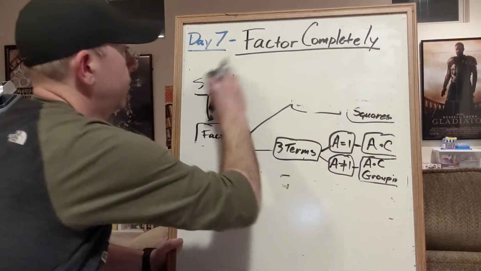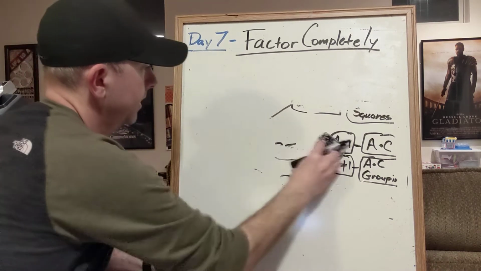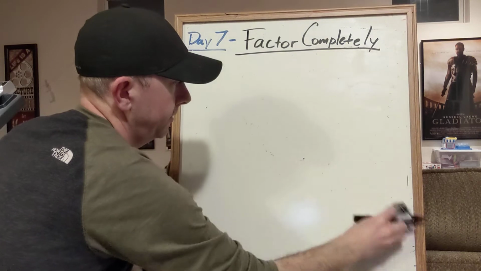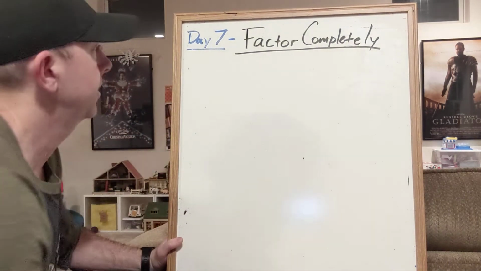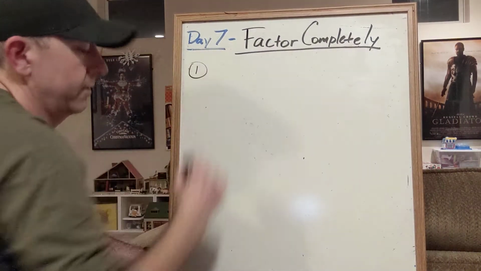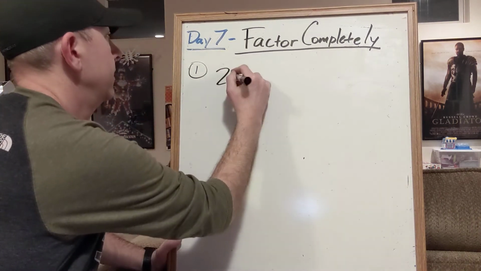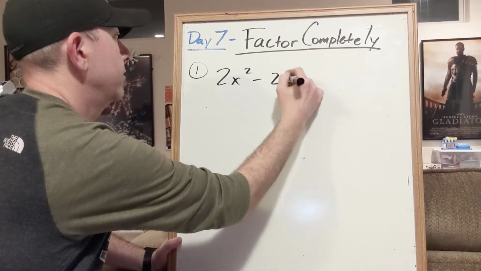Some of these still go pretty quick depending on what kind of factoring you're going to have to do. So today's not only a good review of factoring completely, but also a good review of factoring in general. So here we go. Number 1, 2x squared minus 200.